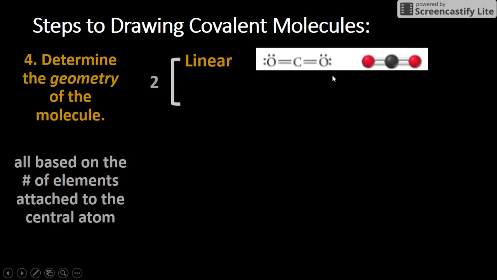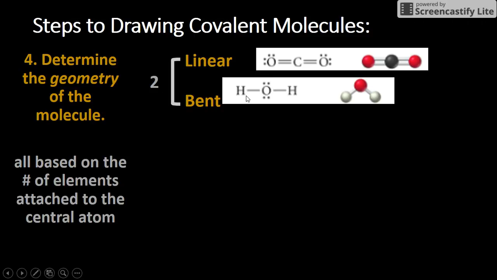It could be linear, which is a situation like carbon dioxide, two atoms bonded to a central atom, all lying in a line, so that's linear. And then bent is an example of water. You have three atoms here, a central atom with two atoms bonded to it. And because of the lone pairs, you get more of a bent shape than that linear shape.